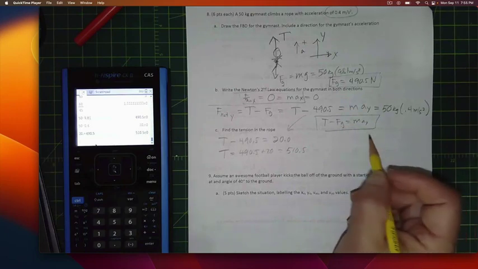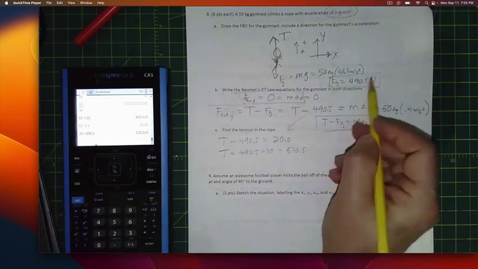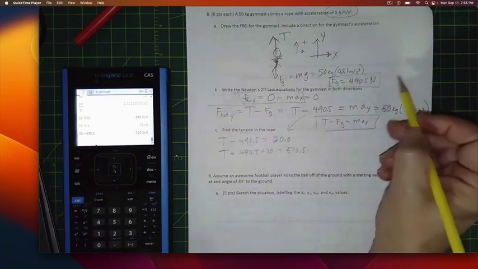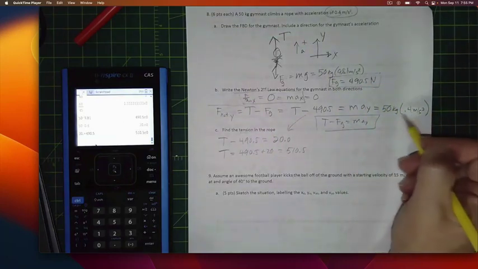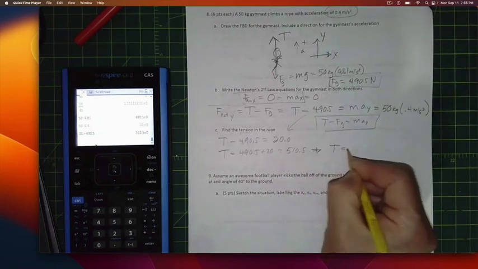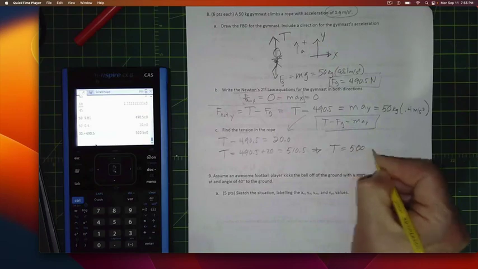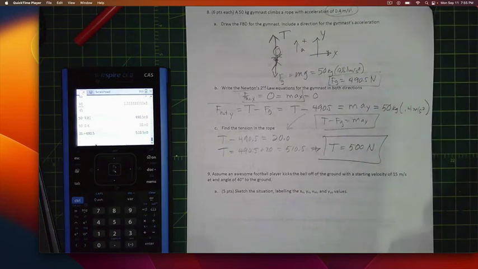All right, and let's see. We only have one significant digit there, so this force number really should only have one significant digit. So anyway, we'll say tension is 500 newtons. All right. On to number 9.